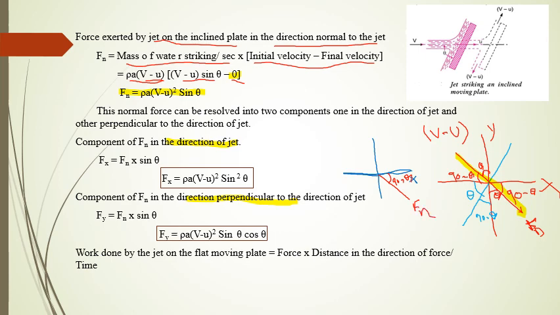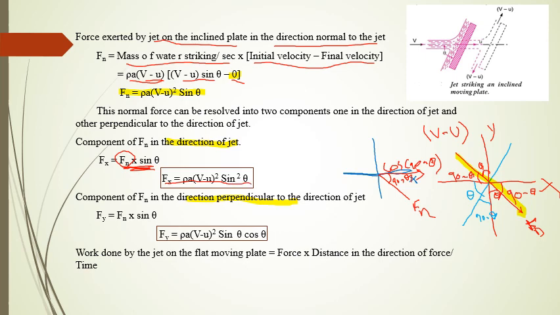Resolving the forces in the direction of jet, that means in Fx direction, we get Fx equal to Fn into cos 90 minus theta. Cos 90 minus theta indicates sin theta. That implies Fx equal to Fn into sin theta. Substituting the Fn value, we get Fx equal to rho A V minus U whole square into sin square theta.